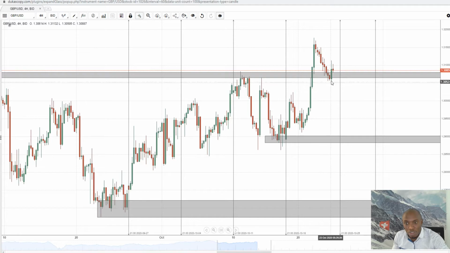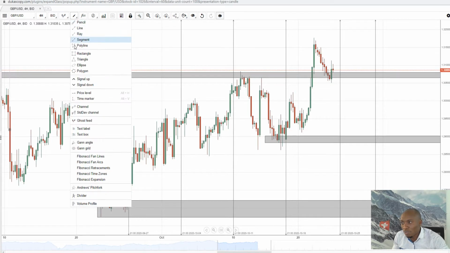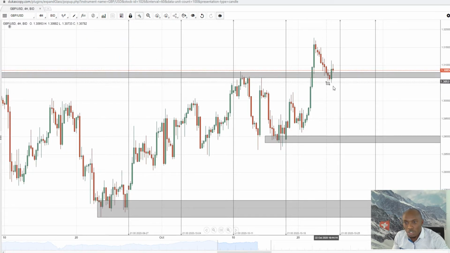And support is already forming. Look at the support level, it's already forming right now. So that is the most recent support. And where did the support form? It formed at previous resistance, which shows that this is a very good trading opportunity for British pound USD. But bear in mind, Brexit news might change the overall bias.